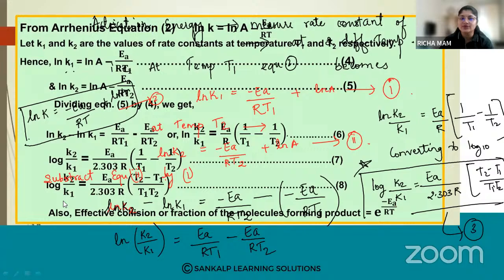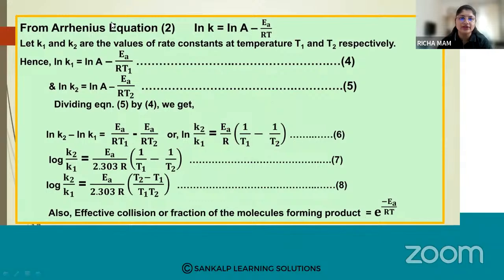Here you can see the last one: log of k2 by k1 is equal to Ea by 2.303 R times (T2 minus T1) over T1 T2. So from the Arrhenius equation, we have ln k = ln A minus Ea/RT. We are taking two temperatures, so for two different rate constants we get two different temperatures. By determining experimentally like this, we can determine Ea.